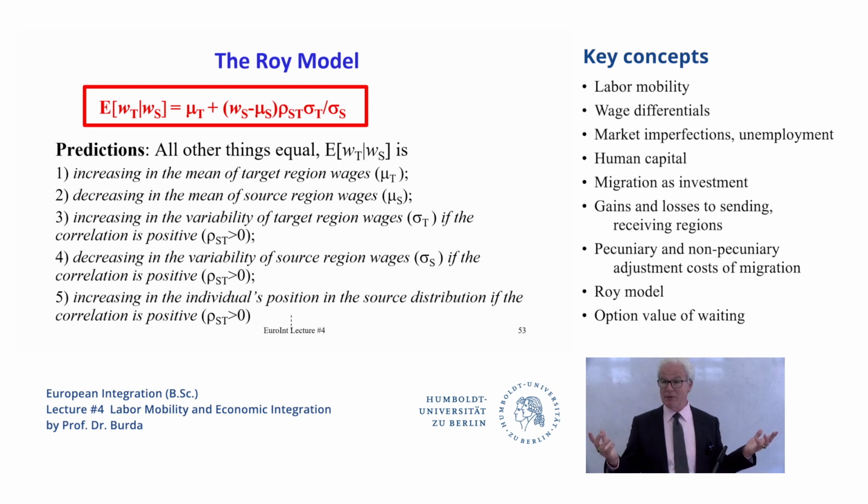If you're above average. If you're below average, so you have this sort of selection process, which is, we talk about brain drain. This is kind of the brain drain story. It's also decreasing in the variability of the source region wages if the correlation is positive. And it's increasing in your own position in the source distribution if the correlation is positive. So if you're a good Cuban baseball player and you're really good, and the correlation is positive, you're really going to be trying to get into the United States. And that's what we observe.